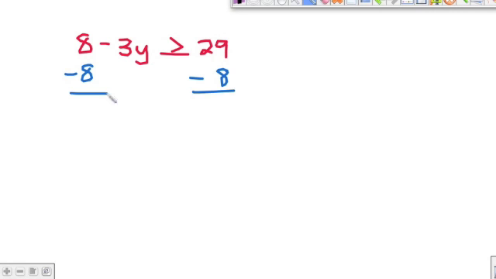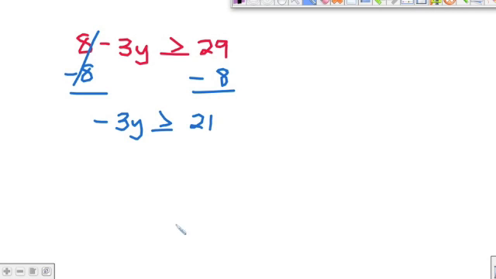I have 8 minus 3y greater than or equal to 29. Again, our goal is to get the y by itself. Right now it's attached to this positive 8. So what's the inverse of positive 8? Negative 8. And what you do to one side, you do to the other. These 8's cancel, bringing down a negative 3y greater than or equal to 21.